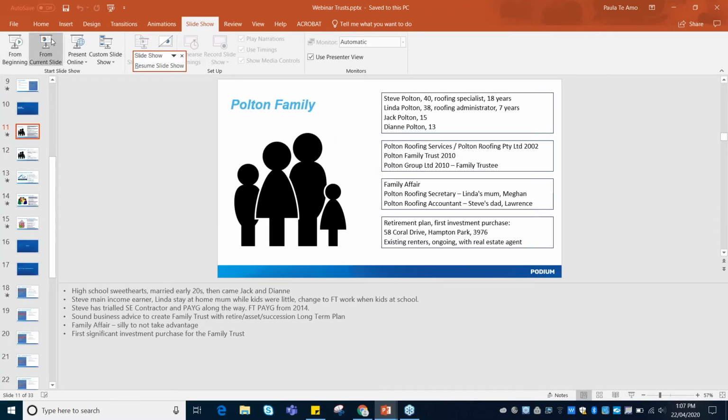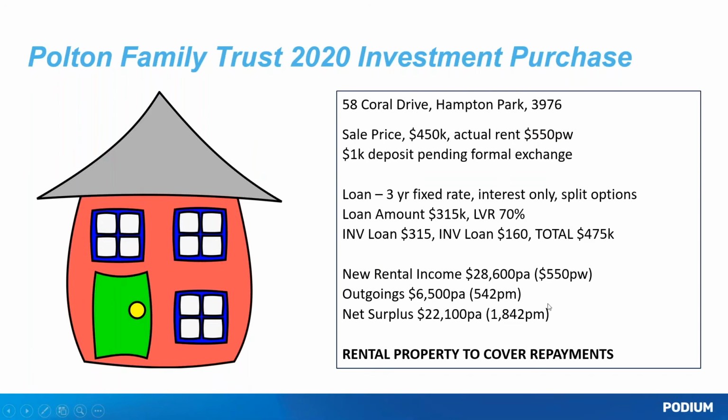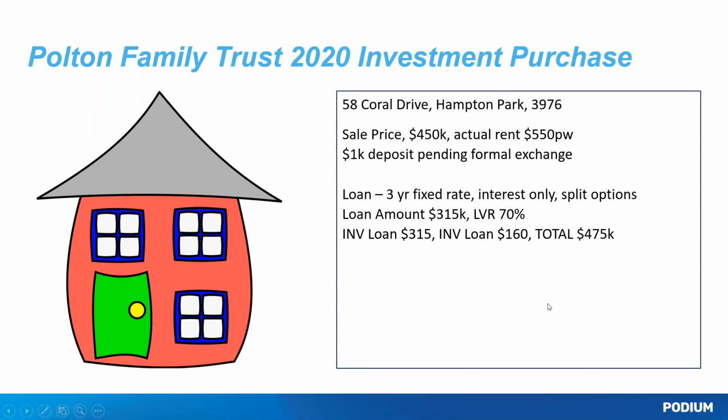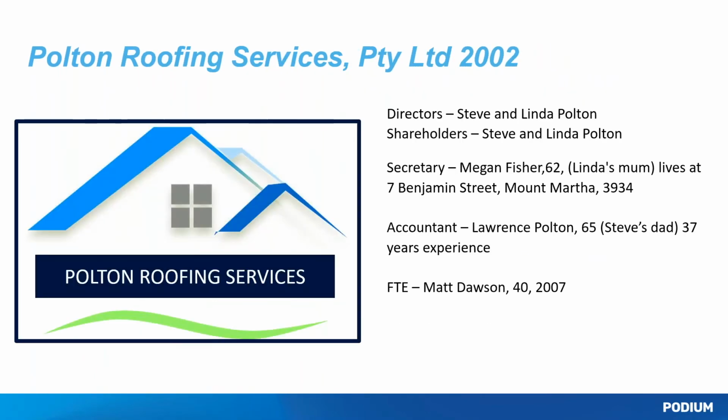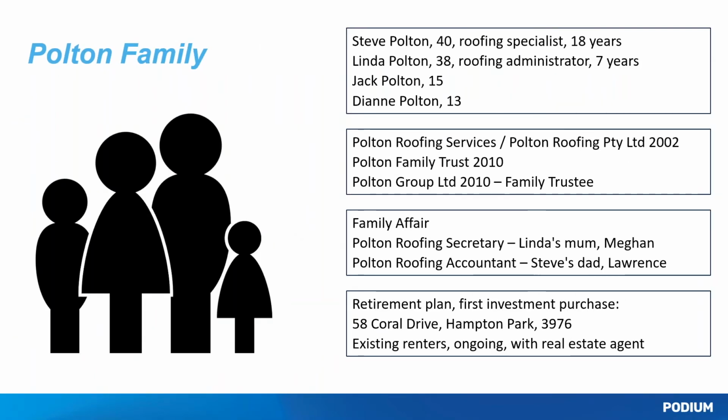So let's go over what we have. The Polton family: Steve, Linda, and 2 kids, Jack and Diane. It's a family affair. Linda's mum is the secretary, and Steve's dad is the accountant.